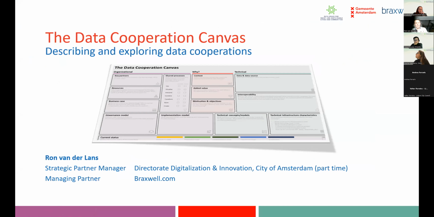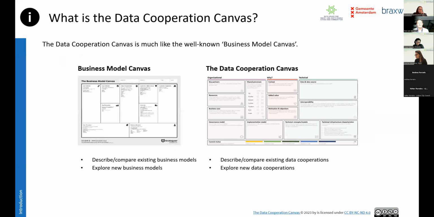Good afternoon, everybody. My name is Ron van der Lans. I work for the City of Amsterdam as an external expert already for 8 years. And for 6 years, I'm working in the domain of the data cooperations. But I'm also a managing partner in Braxwell, which is a small consultancy firm. So that's why I have 2 hats in this place.